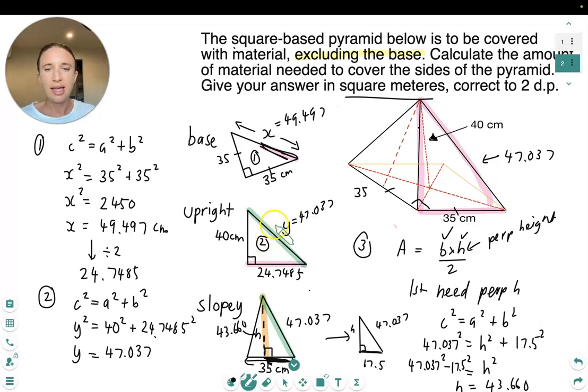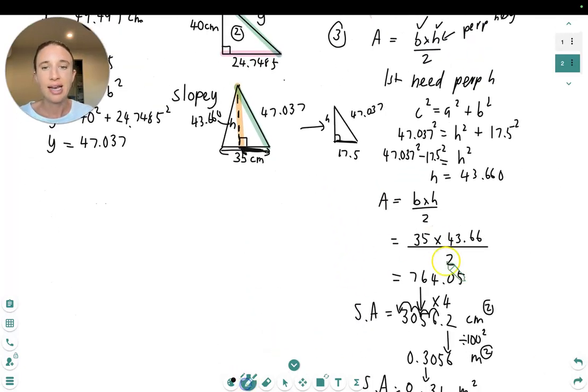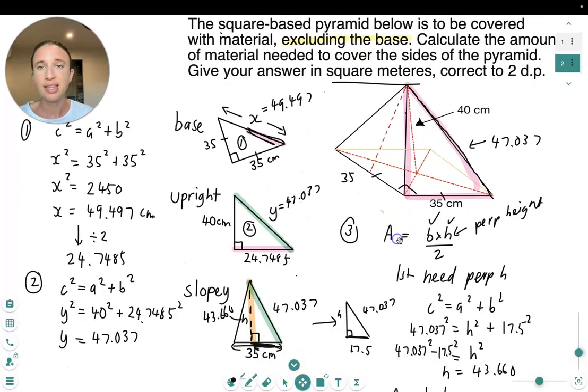So we had some information there, that pink thing, and we can now find this bit of information about our sloping triangle. We found that bit of information using Pythagoras once again, but then we come back to our formula, area is base times height divided by 2, and we realize we need the perpendicular height. We're given this slopey height. We need perpendicular height for area. Find it again using Pythagoras, and then you're good to go. Make sure you check decimal places and units at the end.